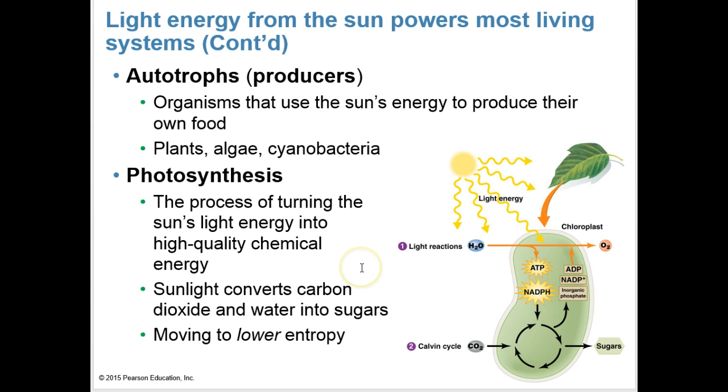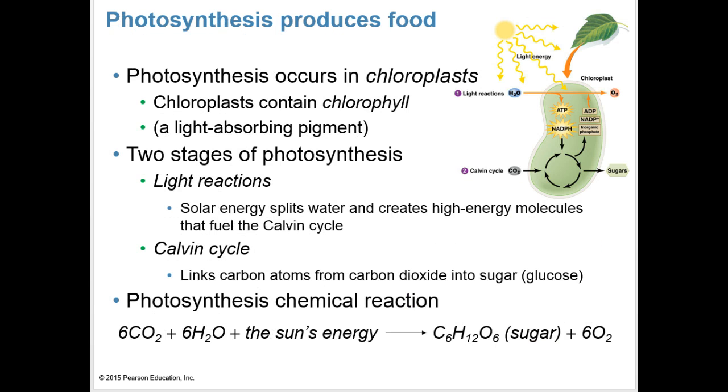Photosynthesis is the process of turning the sun's light energy into high-quality chemical energy, or making sugar. Sunlight converts carbon dioxide and water into sugar, moving to lower entropy. Photosynthesis produces food. It occurs in what's called chloroplasts. Those are plant structures in the cell that contain the green pigment chlorophyll, which is really good at absorbing sunlight. It's a pigment, or a protein, that the plant makes in order to do that.